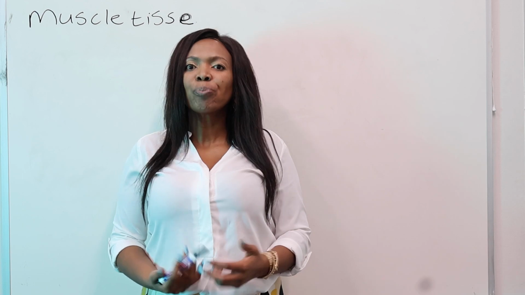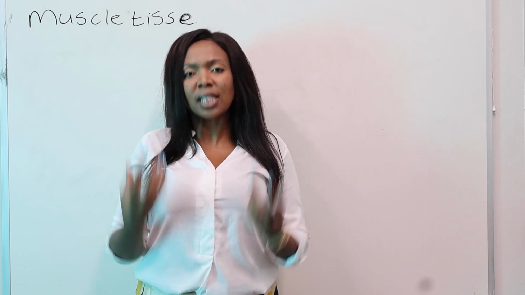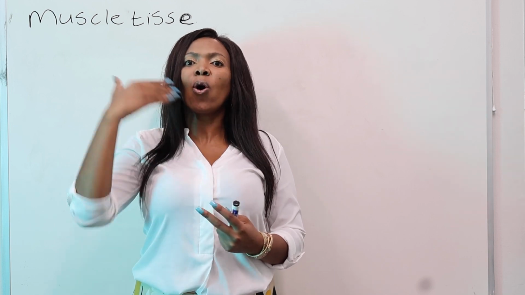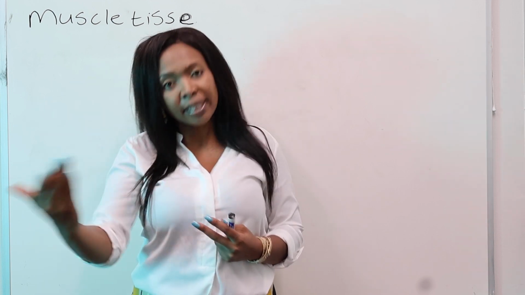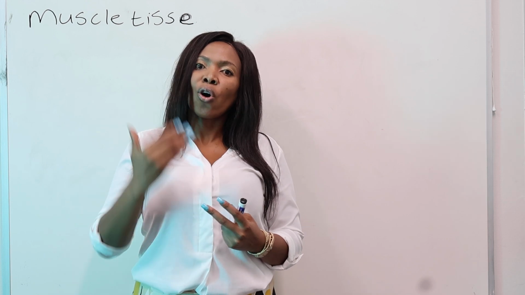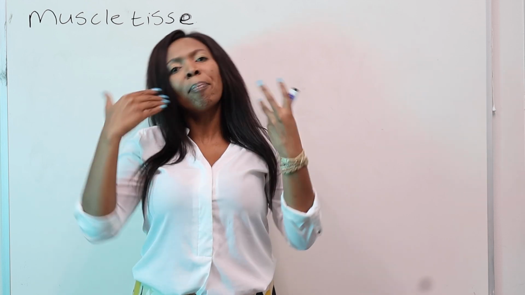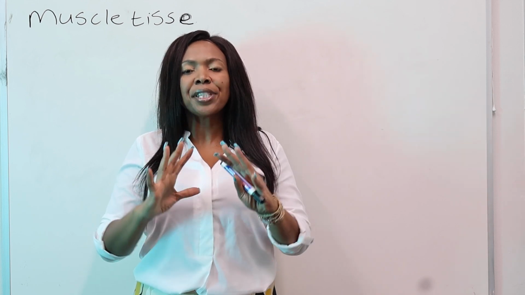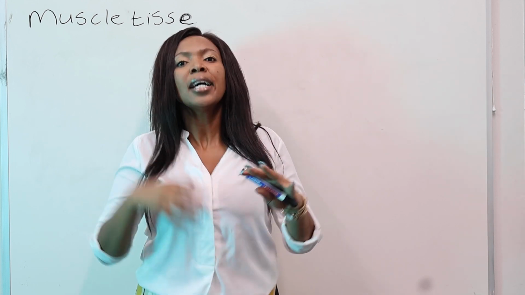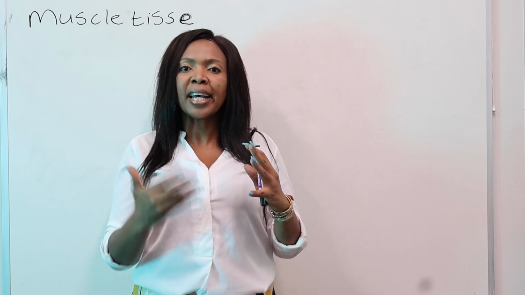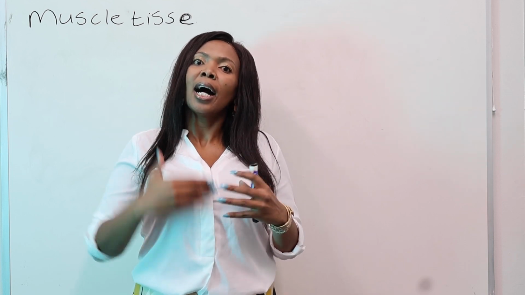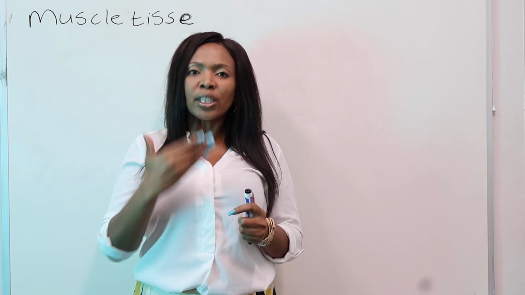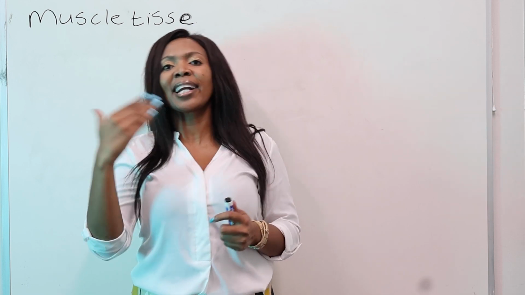Muscle tissue has got many cells, meaning there is increased or high cellularity. It's got enough blood vessels. That means there is sufficient blood supply to the muscles. Hence we say muscles are adequately vascularized.